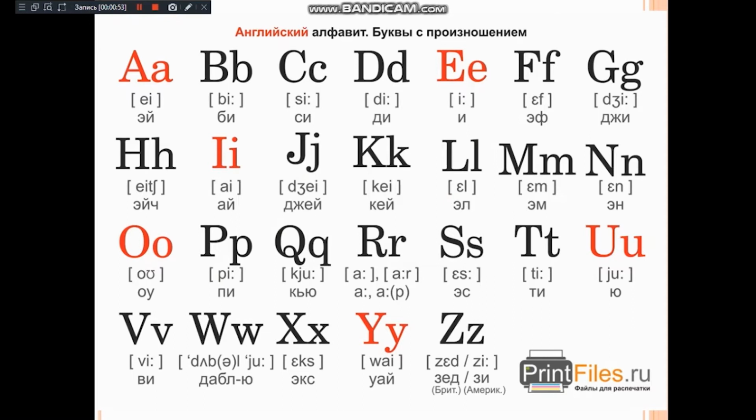So, we see a sixth vowel letter, but they have 20 different sounds. It looks easier, but it's harder than you think.